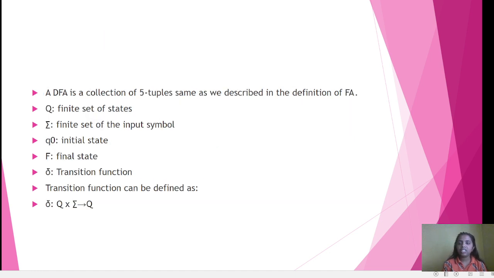A DFA is a collection of five tuples, as described. Q represents a finite set of states like Q0, Q1, Q2, etc. Sigma represents a finite set of input symbols, zeros and ones or A's and B's. Q0 represents the initial state, F represents the final states, and delta is the transition function. The transition function can be defined as Q into sigma gives Q in the DFA.